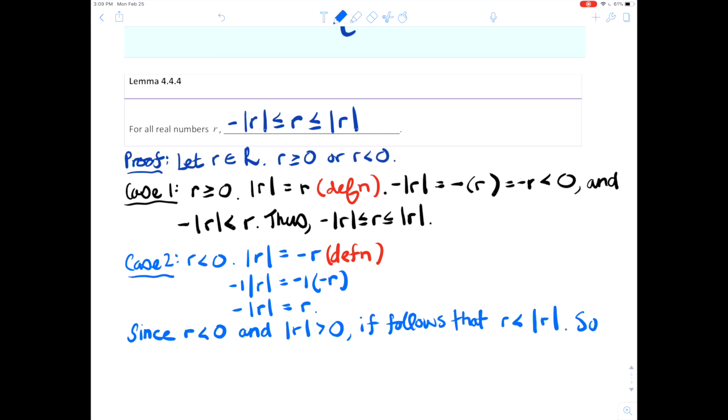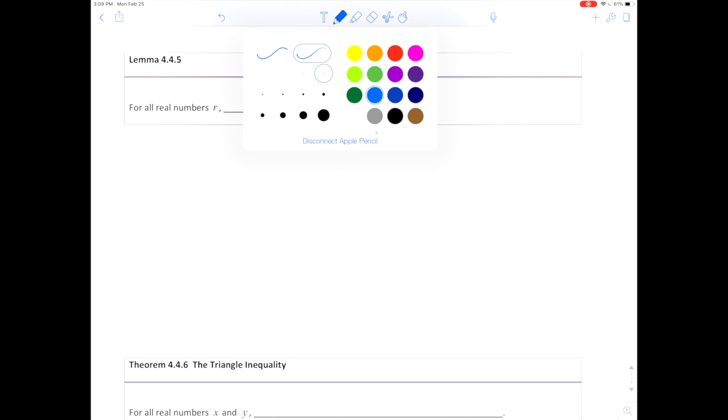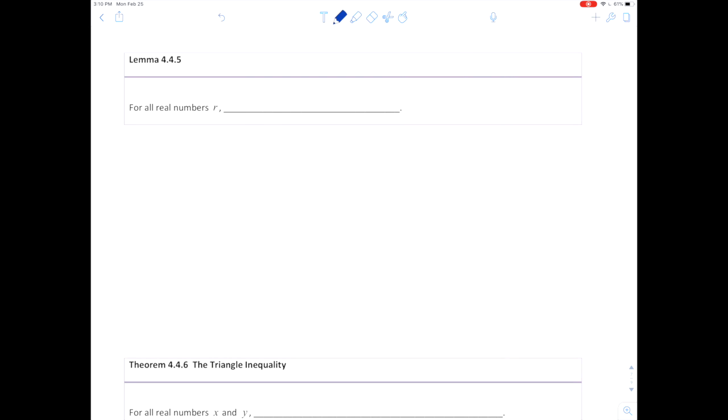So we have negative absolute r is less than or equal to r is less than or equal to absolute r. So it holds for both cases. We're all good. All right, so next up we have another lemma. For all real numbers r, absolute value of negative r is equal to absolute r. So let's look at our proof here.